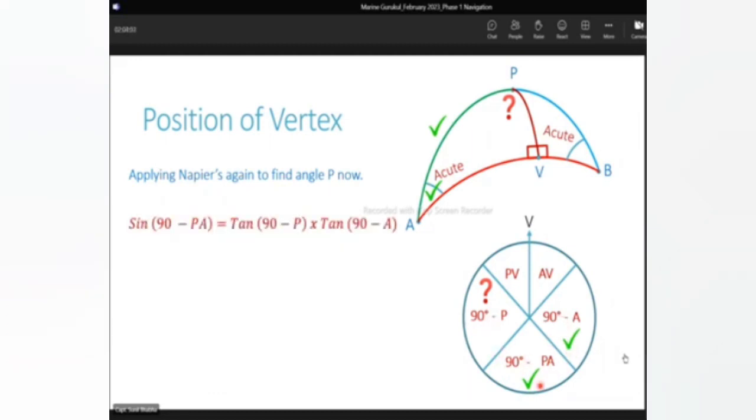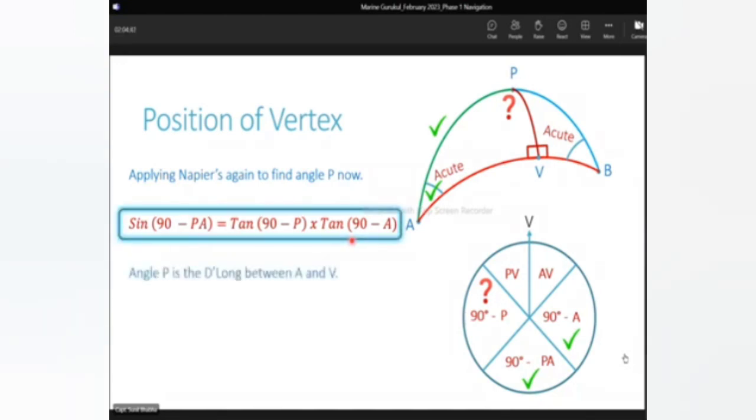And out of these parts, the middle part now is 90 minus PA. Other 2 parts are the adjacent parts. So applying the Napier's rule, sine of the middle part, which is 90 minus PA, is equal to tangent of adjacent part 1, which is 90 minus P, multiplied by tangent of adjacent part 2, which is 90 minus A. 90 minus PA, the left hand side, is known to us, and 90 minus A is also known to us. The only unknown here in the equation is angle P. So when we put the known parts, we are easily able to obtain what is angle P.